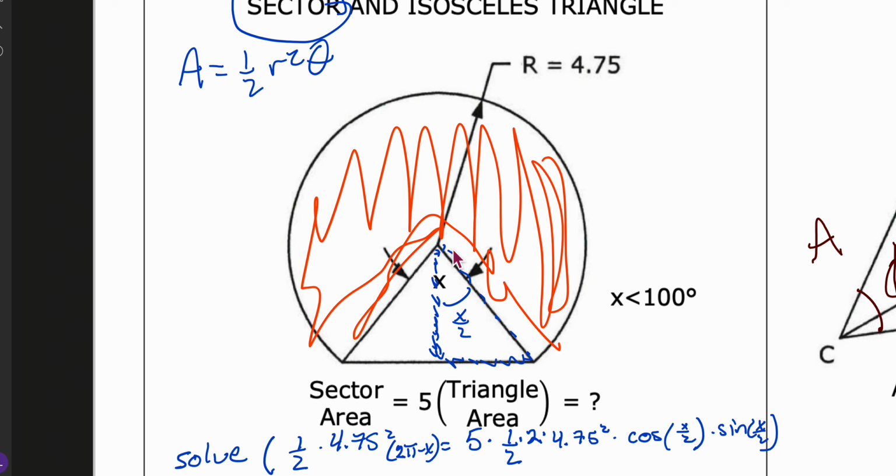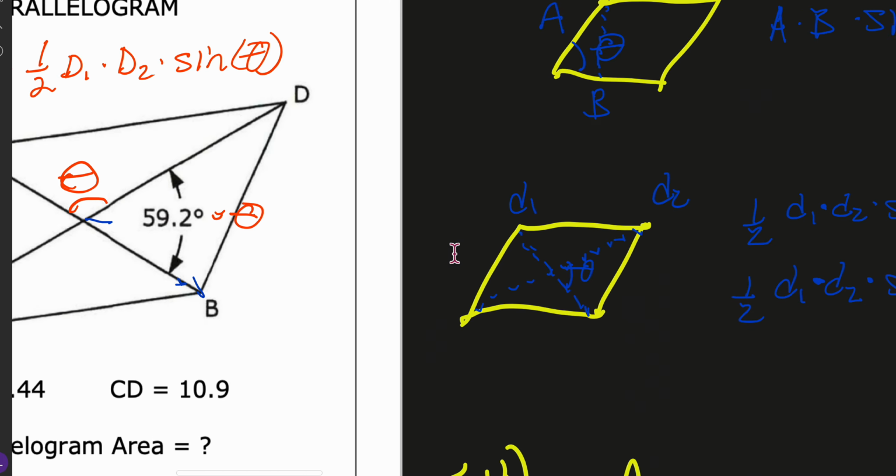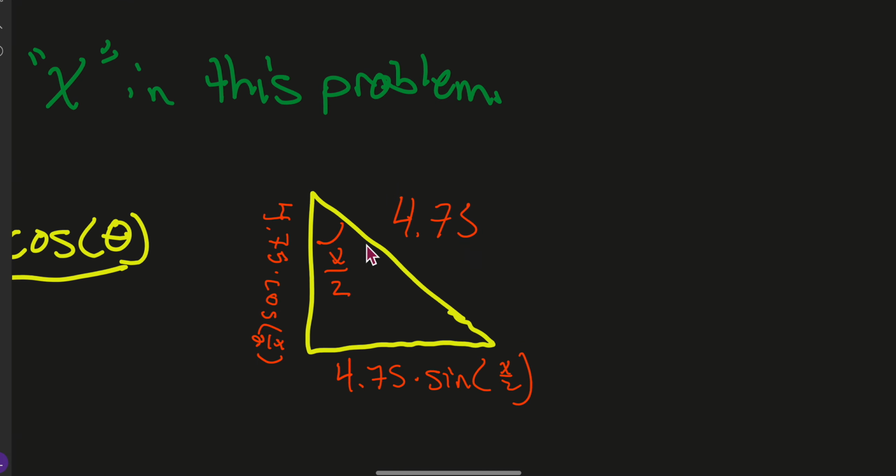Now, we've talked about how, if we have a triangle, to get the area based off of a side length and the angle. So here's the triangle that we're working with. It has a radius of 4.75 from the circle it's referencing, and here we're working with the angle x over 2. So the height of this triangle would be adjacent to this angle, and so it's going to be hypotenuse times cosine of the angle x over 2. This side is opposite, so we're going to use sine for this guy, and it's going to be hypotenuse times sine of x over 2.